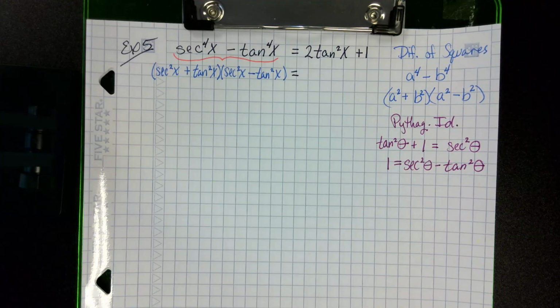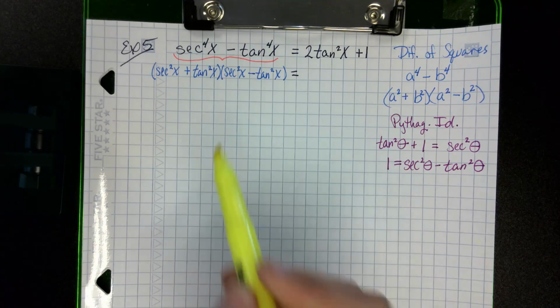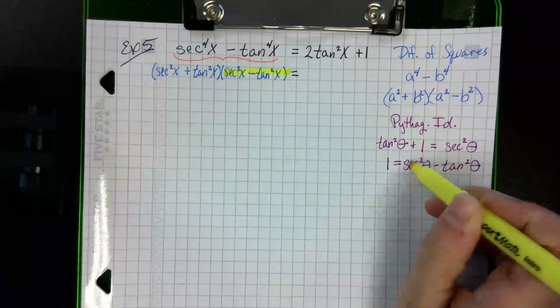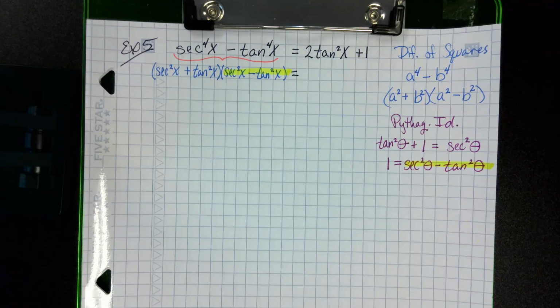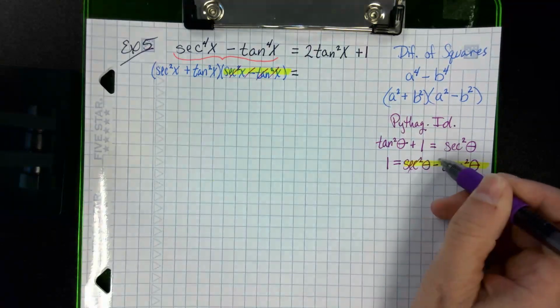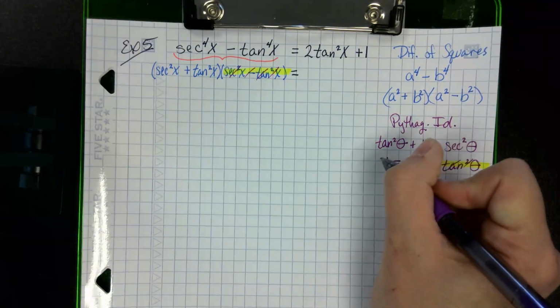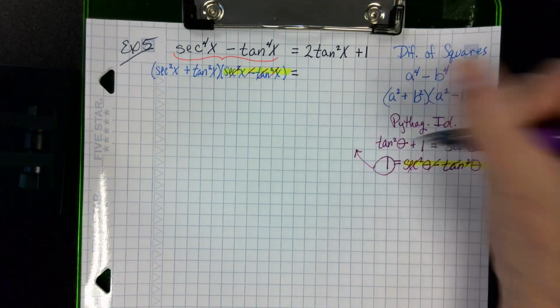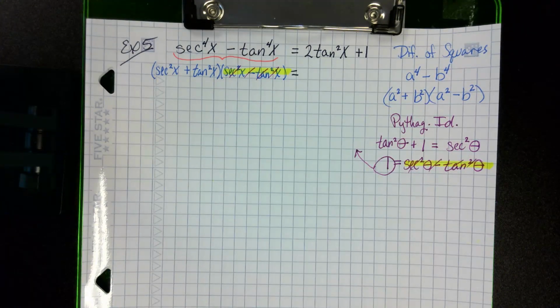So I look at my problem. Where do I have secant minus tangent? Secant minus tangent is this one. That matches. So that tells me I can remove it from my problem, and in its place, I could put what's on the other side of the identity. That's what's going to go in there: 1. That's super nice that it's a 1 because I'm multiplying by that set of parentheses, and I just turned it from that mess into 1.